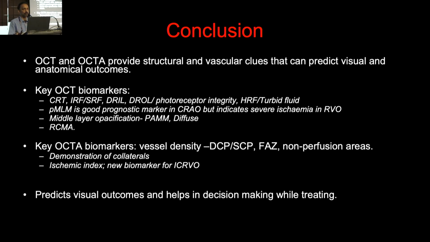So to conclude, OCT and OCT angiography provide structural and vascular clues that can predict visual and anatomical outcomes. We now have identified certain key OCT biomarkers and OCTA-based biomarkers which help us in predicting visual outcomes and help in decision making while treating these patients.